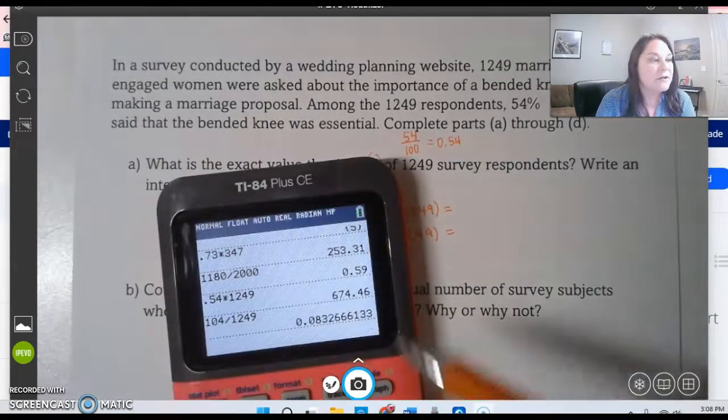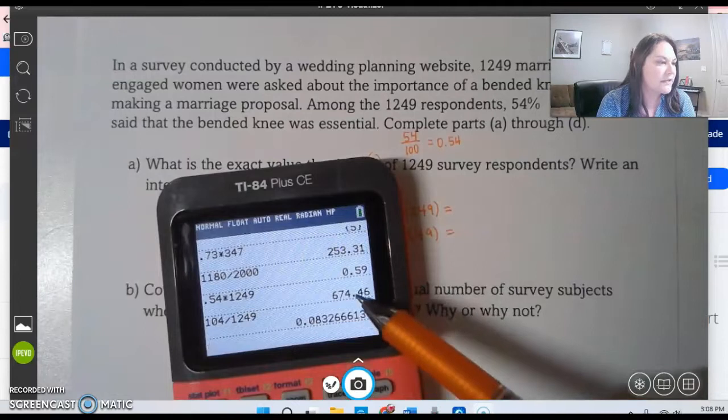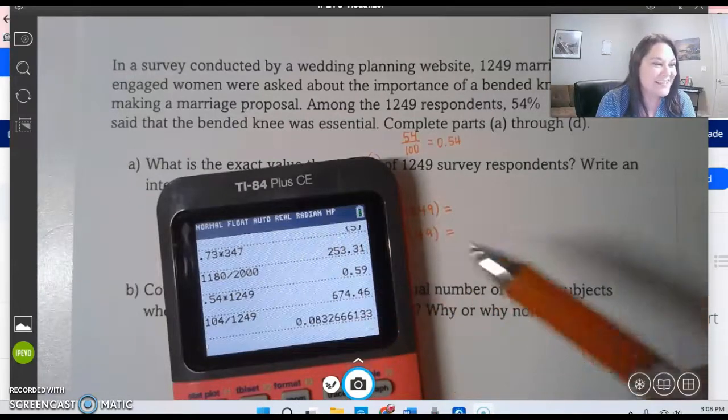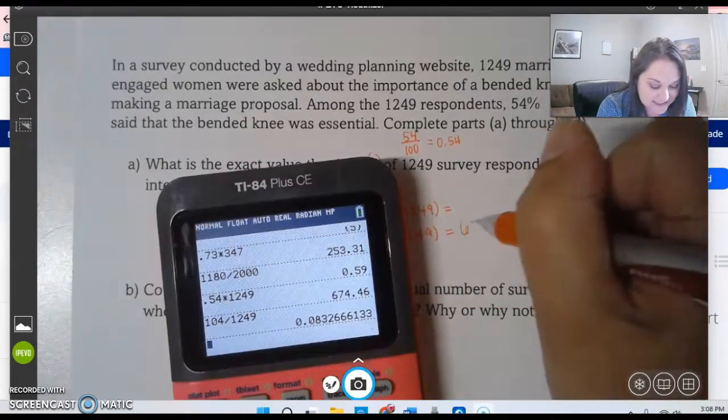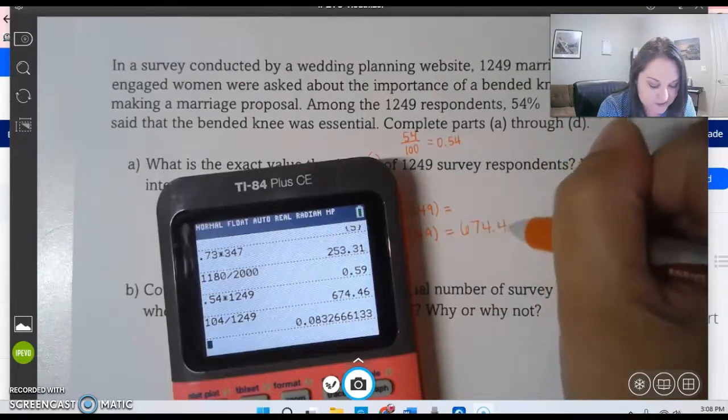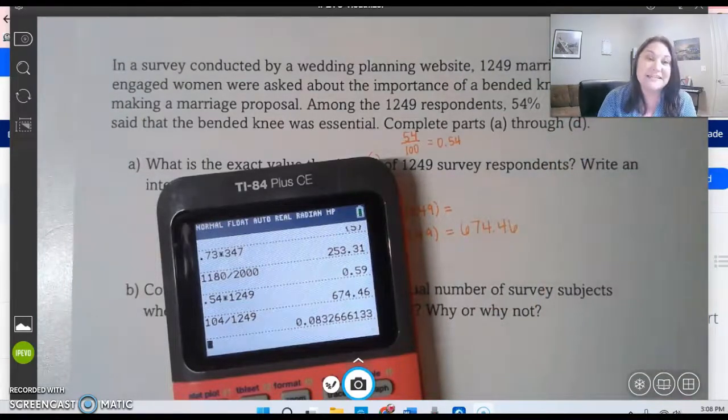On the calculator, I've been working on this. I think I have it right there. So this will come out to 674.46, and that would be the exact amount.